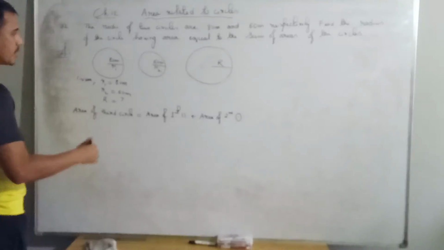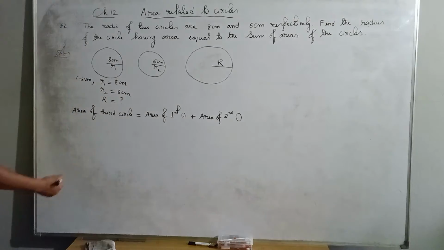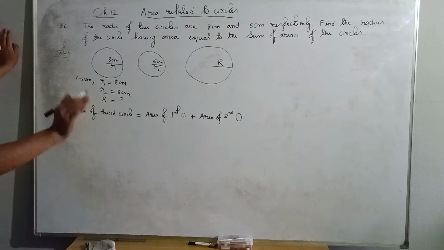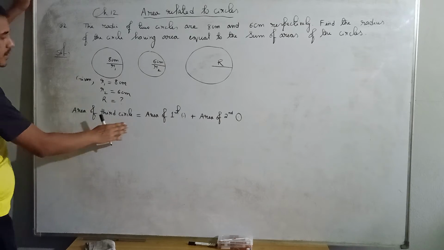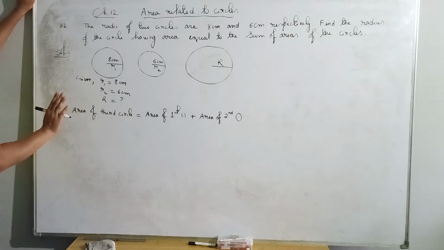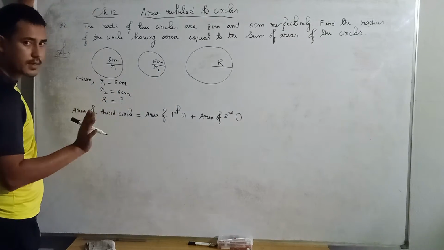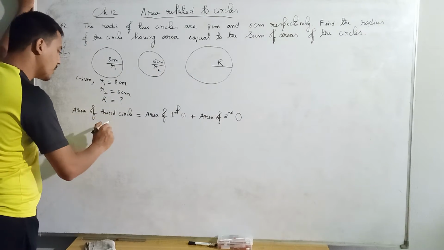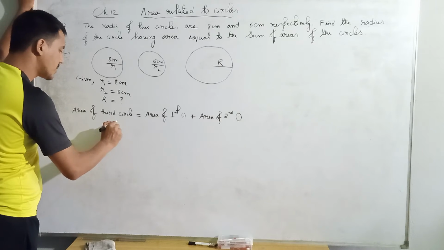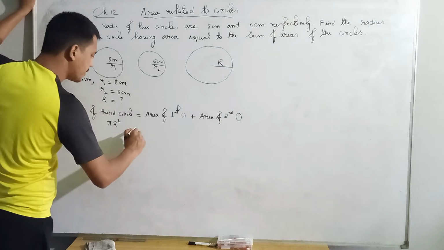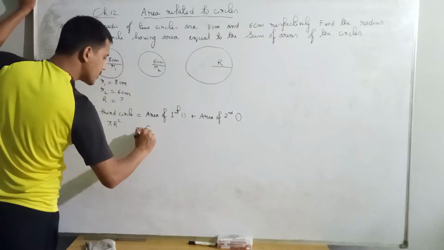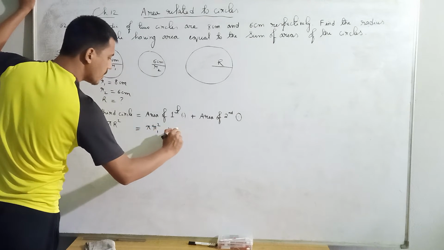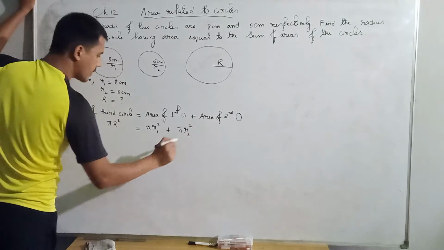Area of the third circle, whether it's third circle or fourth circle or first circle, the formula is pi r square, area of circle. But for third circle, we have denoted the radius by capital R. So you need to write radius as capital R, that's all. So area of third circle is pi R square with capital R. Area of first circle is pi r square with radius R1. So pi R1 square plus pi R2 square.